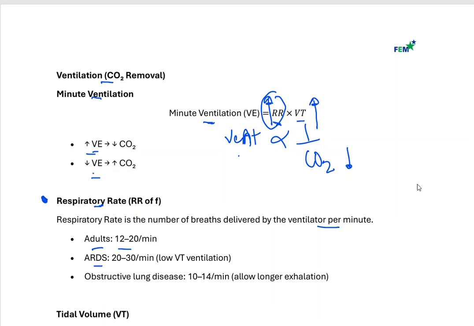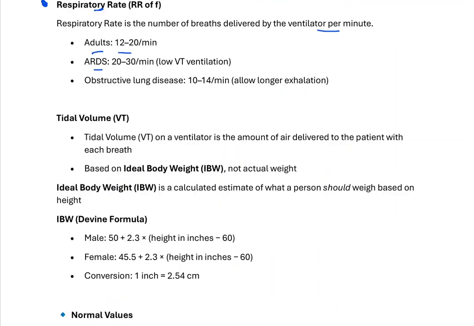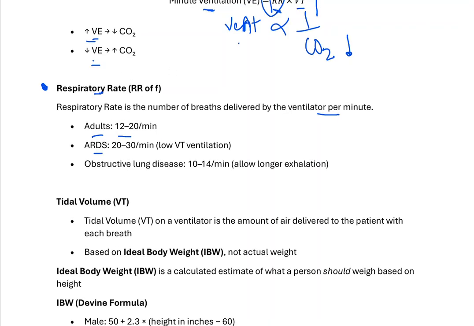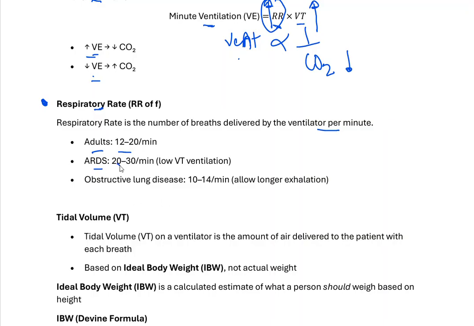And if a patient has ARDS, in ARDS your goal is to give them low tidal volume, right? You don't want to put a lot of tidal volume in their lungs because of the risk of injury to the lungs. So in those patients, you want to put them on a lower tidal volume. But in order to compensate for that, you might have to do a higher respiratory rate so that you can maintain your minute ventilation.